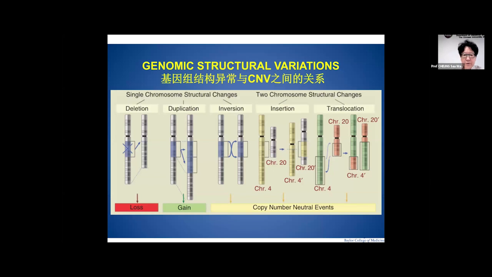So for genomic structure, you could have structural variation: deletion, duplication, inversion, insertion, and translocation. But I don't have time to talk about all of this, just to show you one of the examples.